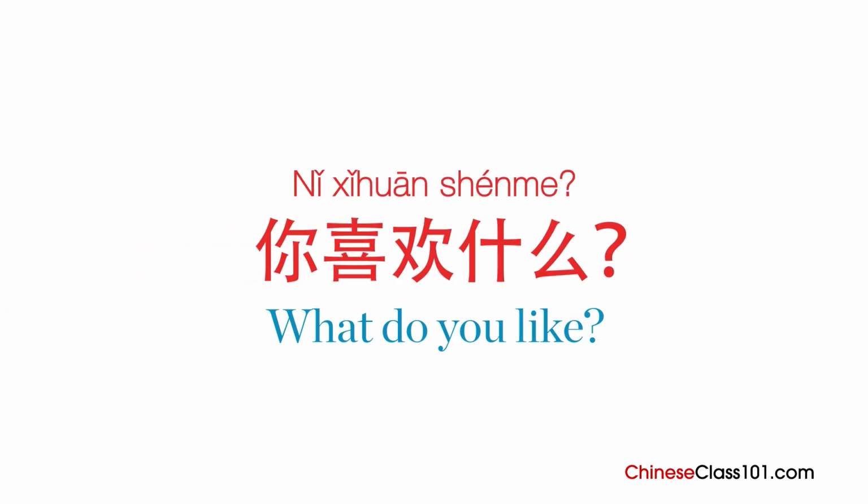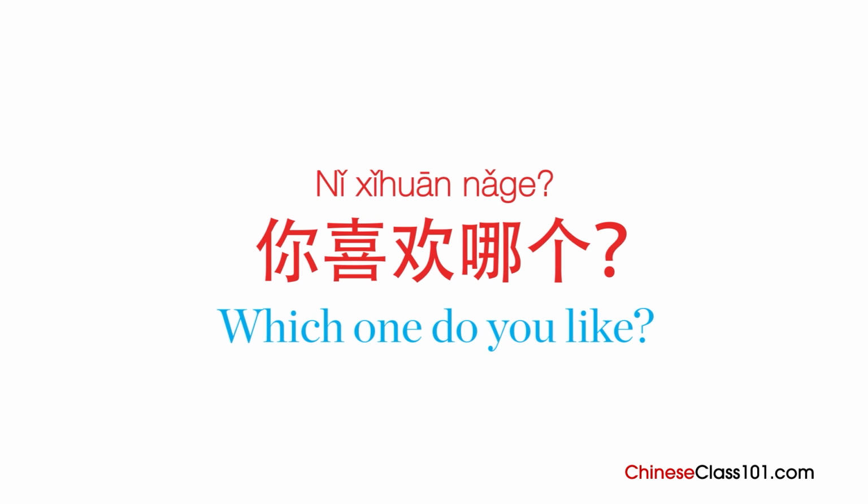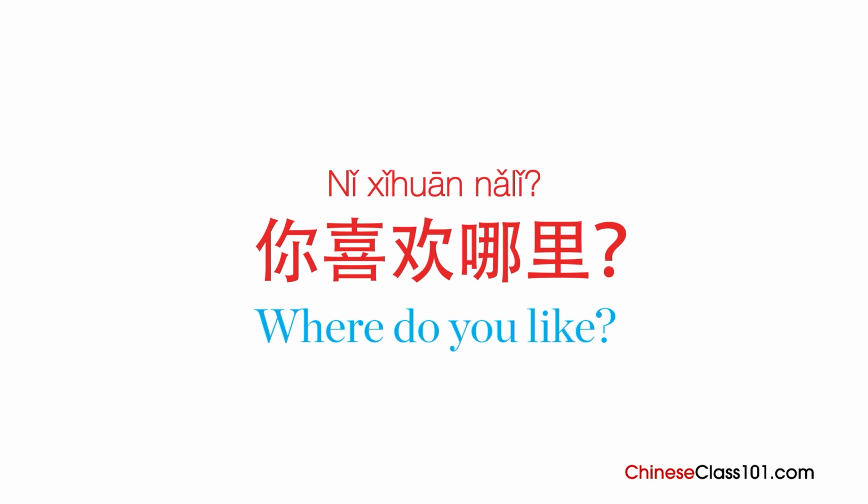For example, what do you like? 你喜欢什么？你 you, 喜欢 like, 什么 what. Which one do you like? 你喜欢哪个？你 you, 喜欢 like, 哪个 which one. Where do you like? 你喜欢哪里？你 you, 喜欢 like, 哪里 where.